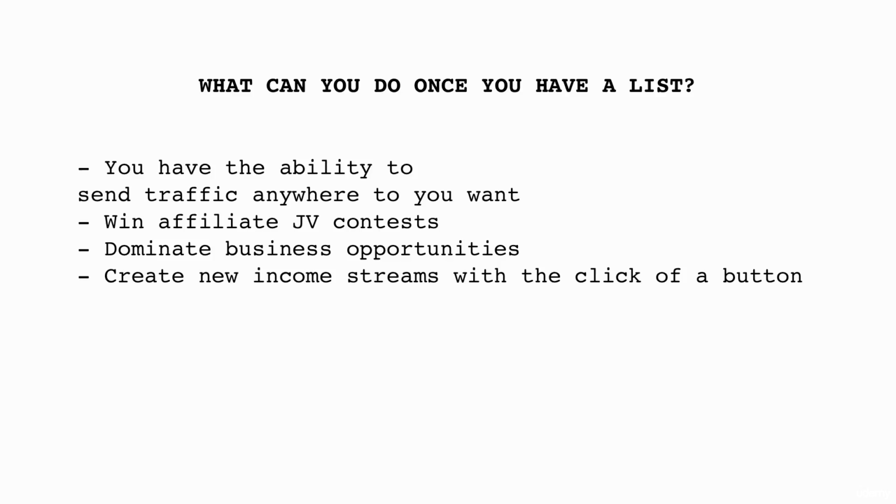Now, what can you do once you have a list? Basically, again, you have traffic on demand, so you can pretty much send that traffic wherever you want. Some of the things you can do is you can win affiliate JV contests. There are all these products that launch, and most of them have JV or affiliate contests, and you can win those prizes. If you have a list, you have that leverage and that potential to do really well in those contests.